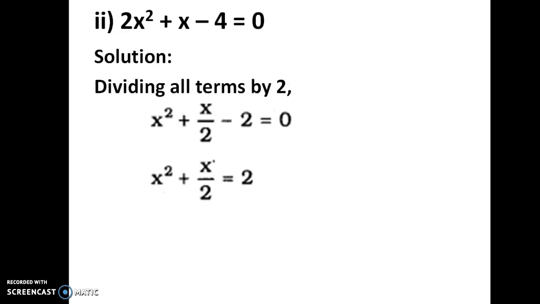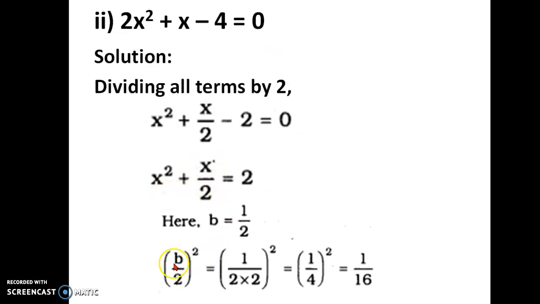Now the next step, b is 1 by 2. What is the coefficient of x? That is only b. It is 1 by 2. So we have to find out b by 2 the whole square. So b by 2 is 1 by 2 into 2, that is 1 by 2 into 1 by 2, half into half, so you will get 1 by 4. This is our b value when we are using it in the formula. So you will get 1 by 4 the whole square, that is 1 by 16.